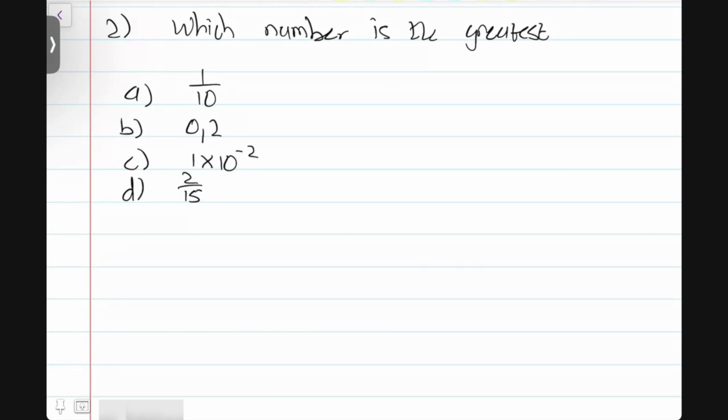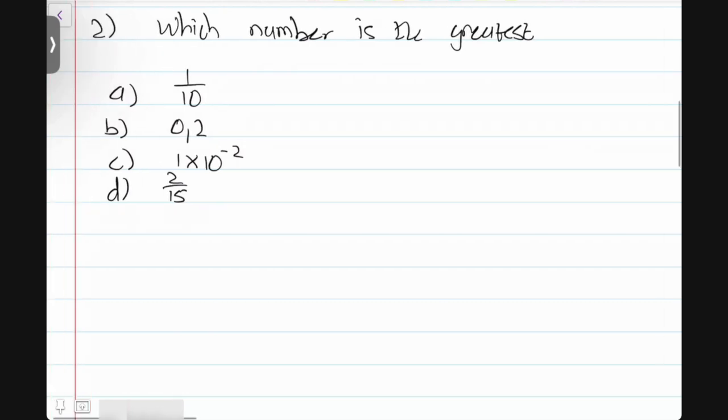Normally when we do this, we suggest you convert everything to a common denominator first. You are also welcome to convert it to a decimal if it's easy to convert all to a decimal, but I'm going to do it by common denominator first. The first one that I'm dealing with is 1/10. The next one that I'm dealing with is 0.2.